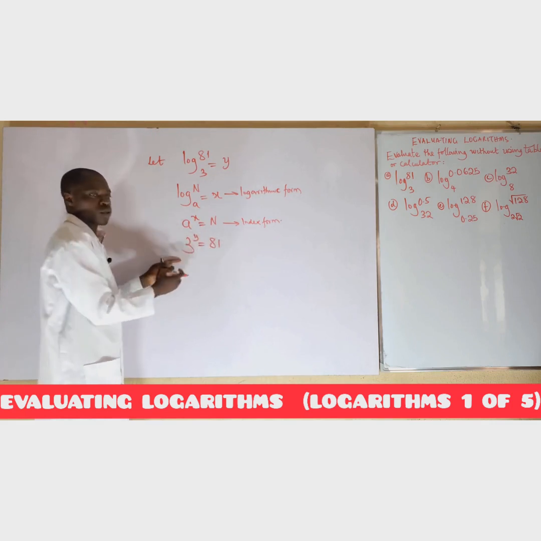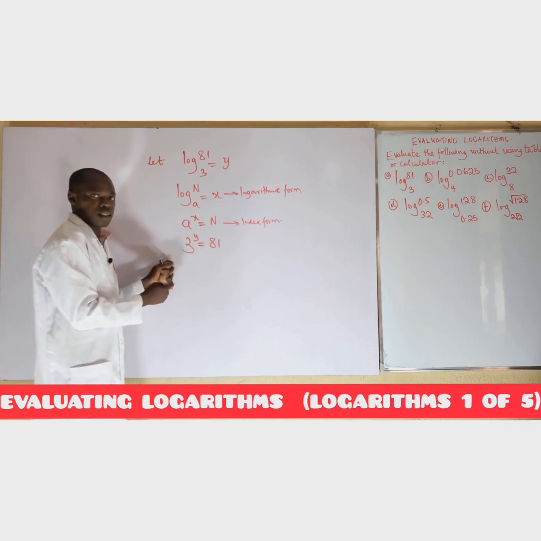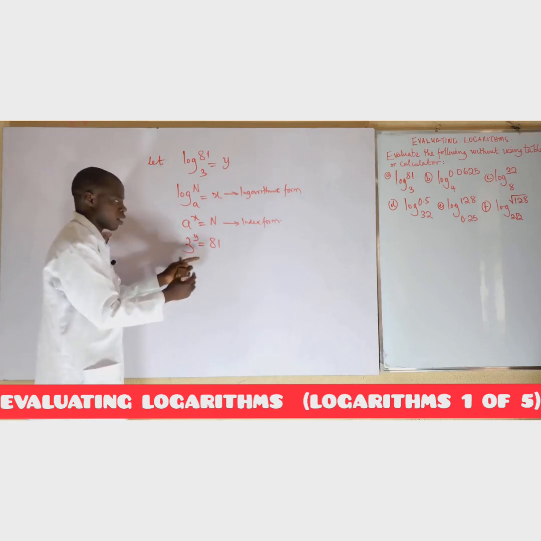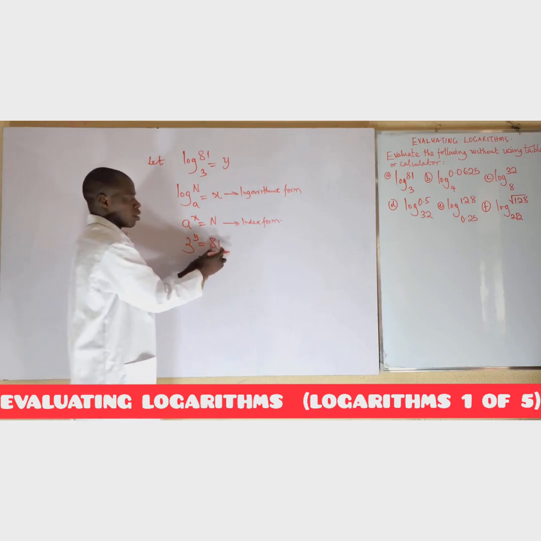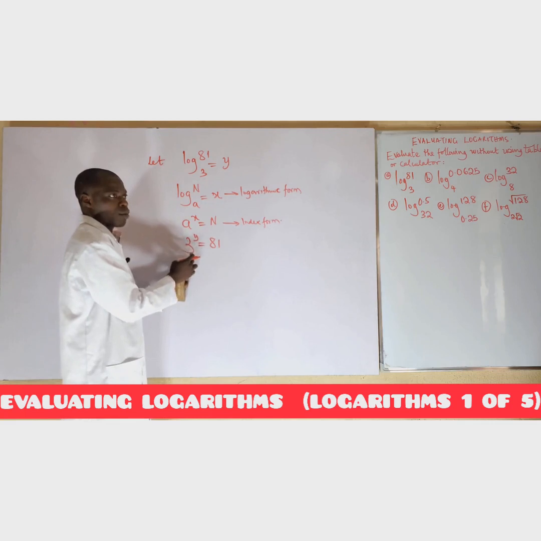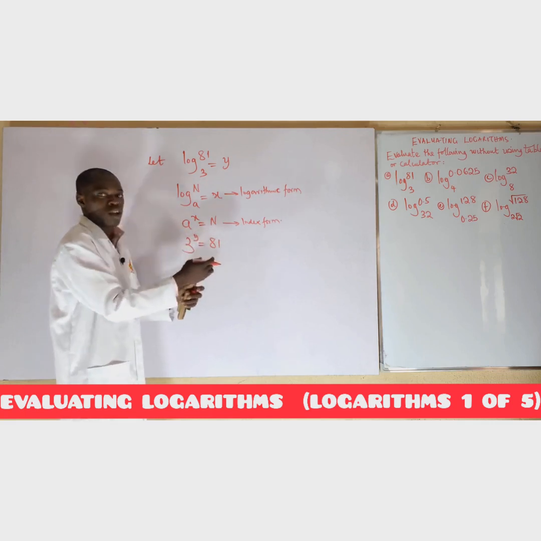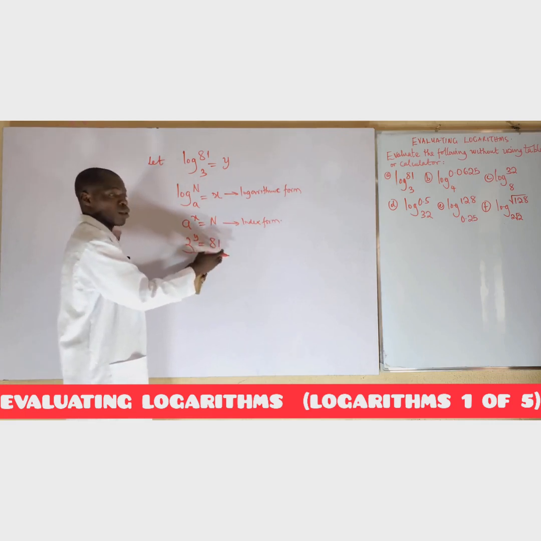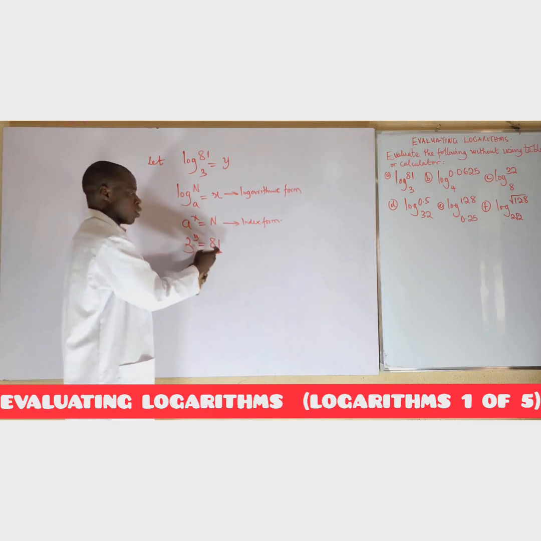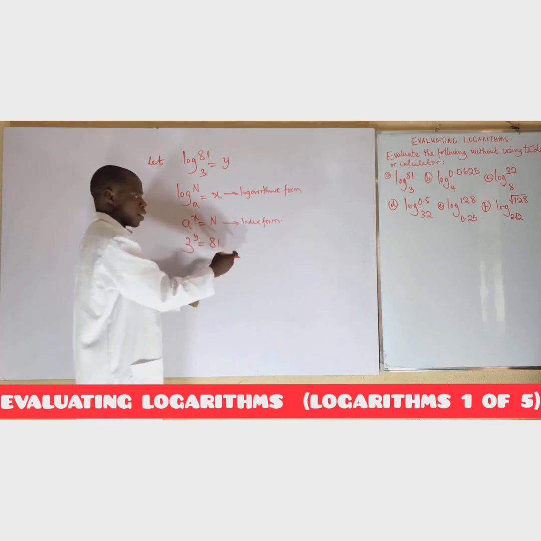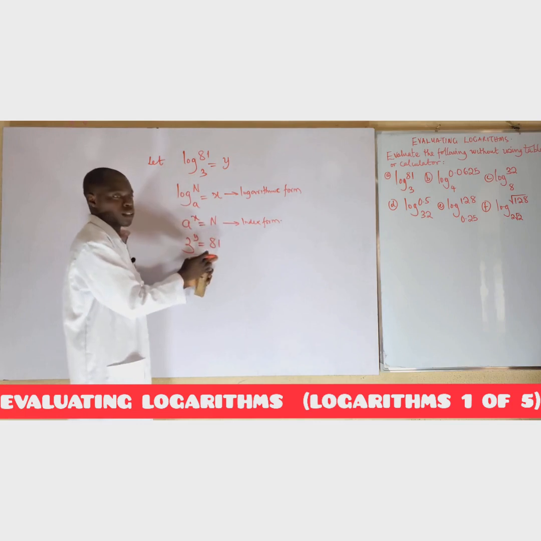So from here, you can solve this using your indices knowledge. How do you do that? You can simplify 81 as a power of the base 3. That means how many times will you multiply a number by itself to get 81? The number you can multiply by itself to get 81 is 3.